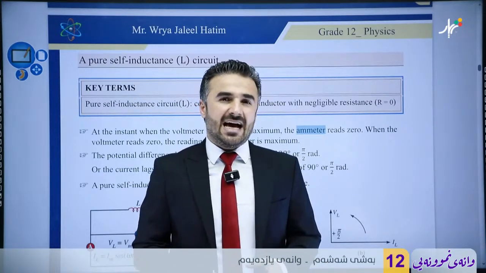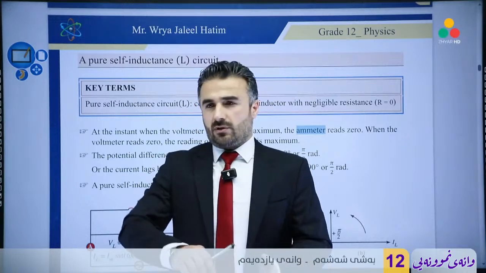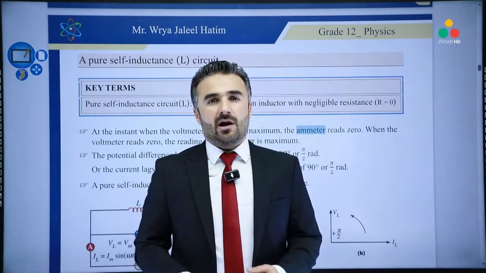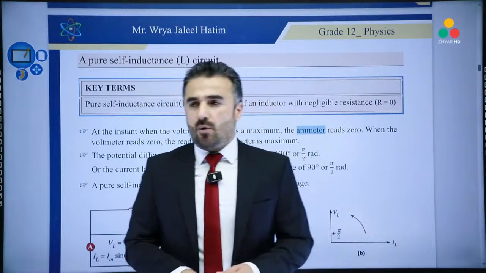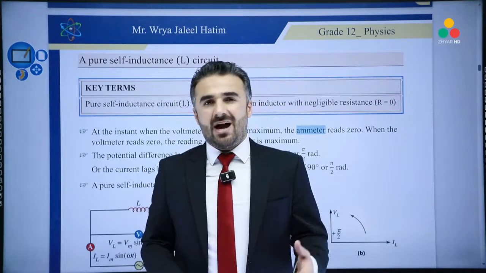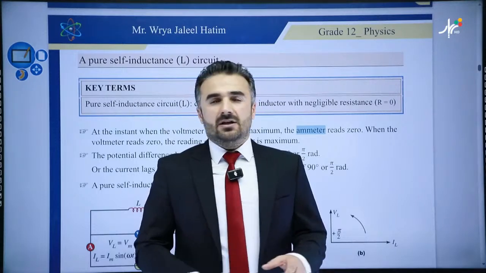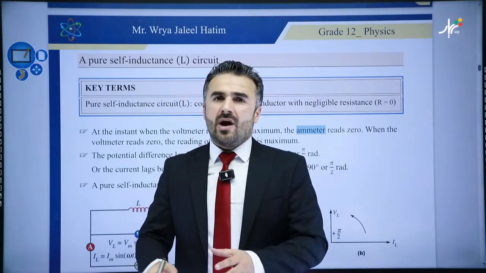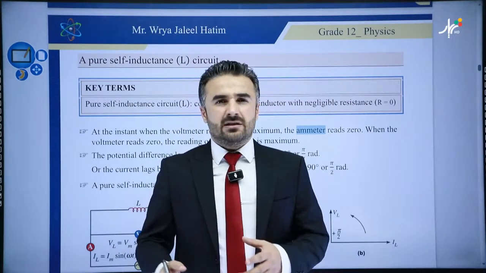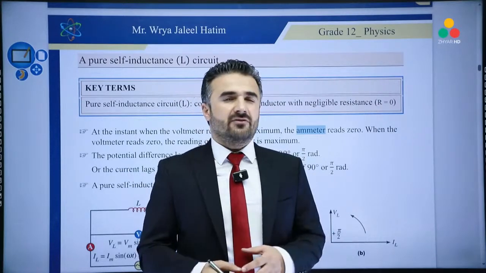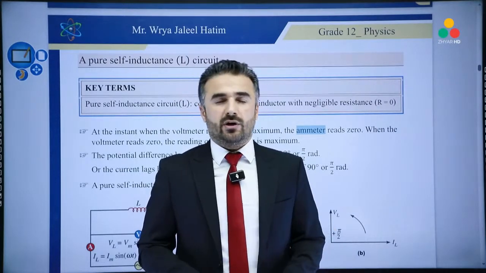And we noticed that when the voltmeter readings were going higher, the current was going higher with it as well. In other words, when the voltmeter was reading maximum voltage, the ammeter was reading maximum as well. To explain it in a different way, we said that the phase difference between the voltage and the current was zero.